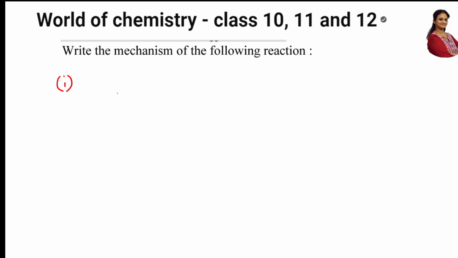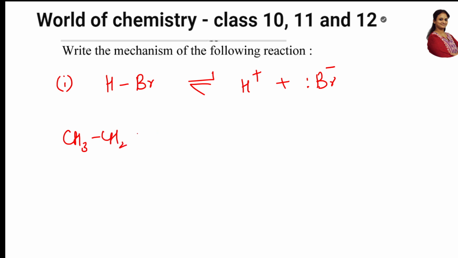Learn this mechanism directly from here, students. First of all, HBr is there. HBr is going to break up into H plus ion and Br minus ion. Correct? Now what are you going to do? You're going to take one alcohol, with oxygen and hydrogen. Then next, you're going to protonate this. When you protonate this, the H plus goes and adds here. What do you get?